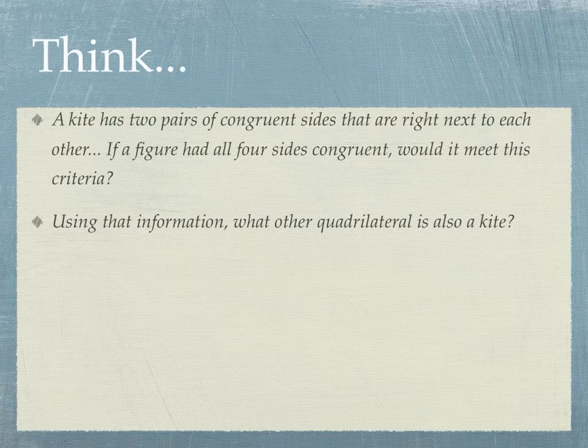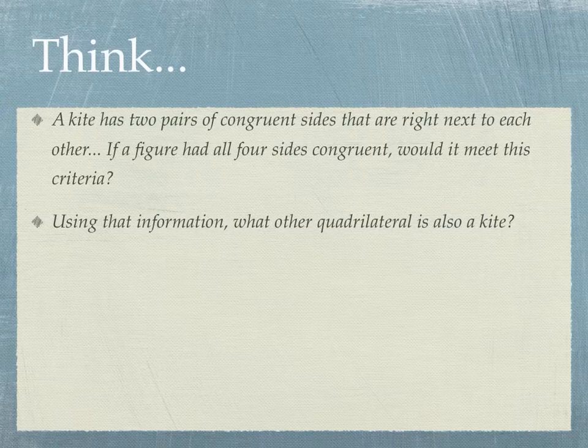So, think about this. A kite has two pairs of congruent sides that are next to each other. So it has these two congruent and these two congruent. If a figure had all four sides congruent, would that still count as a kite? Would it still have two and two? Yes, it sure would. So if it had all four sides congruent, it would still be called a kite.